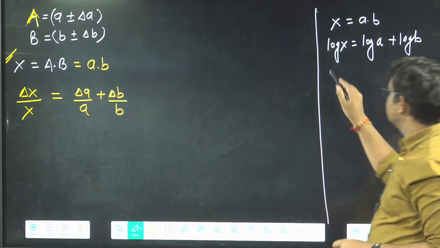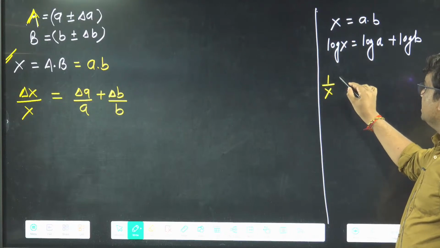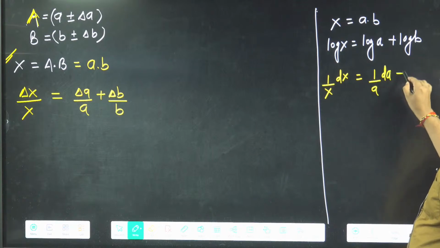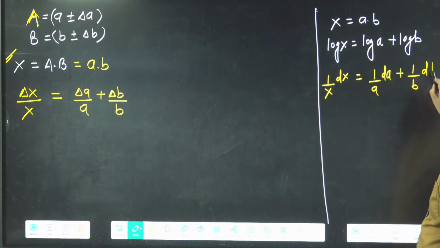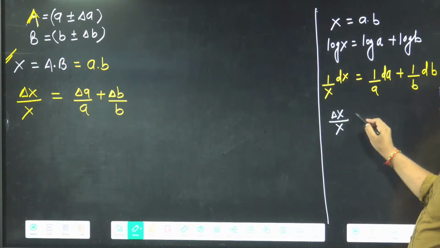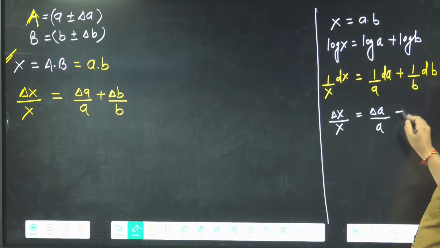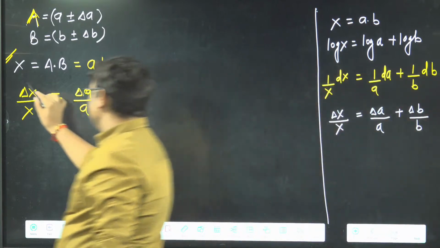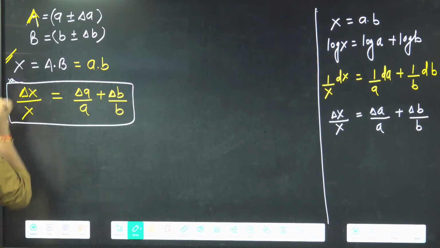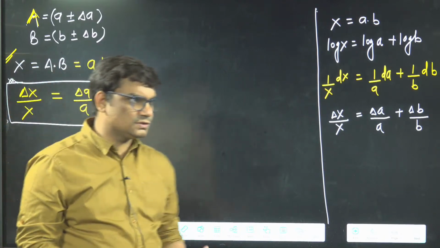Log X differentiation is 1 by X into dx, here 1 by A into dA, and here 1 by B into dB. So 1 by X into dx plus 1 by A into dA plus 1 by B into dB. If it is a small change, we write dx, otherwise for bigger changes we write delta X by X equal to delta A by A plus delta B by B. So this is basically the proof. This one we'll use to find your error. Clear? Can we do like this?